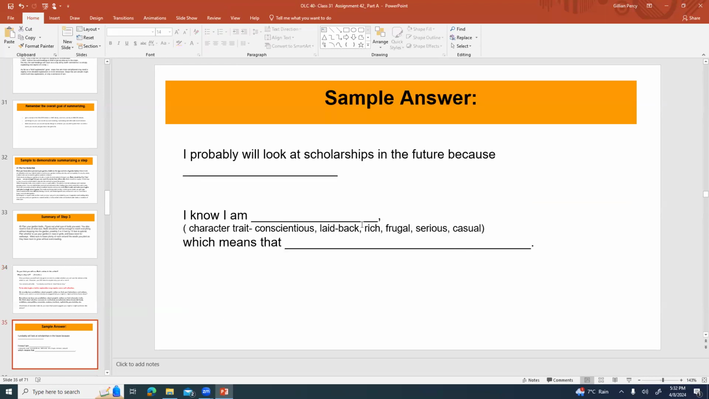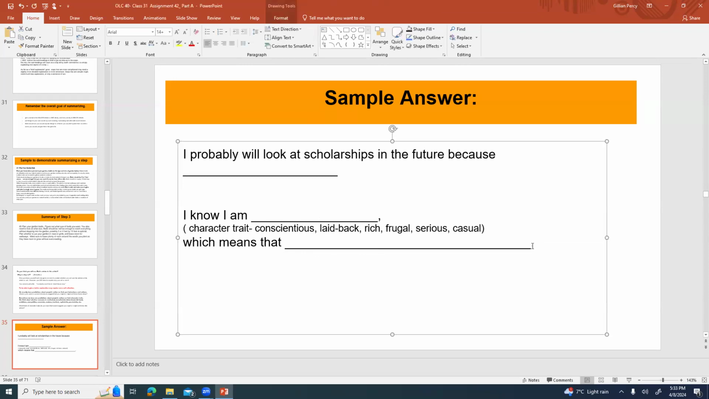So a sample answer might look like, I probably will look at scholarships in the future because, and then you would explain your reasons for thinking that you would. Might just be like, I know I am, and then you describe a character trait, conscientious, laid back, frugal, serious, casual, which means that, and then you would tell me how that character trait makes it that you would be doing something or not doing something.